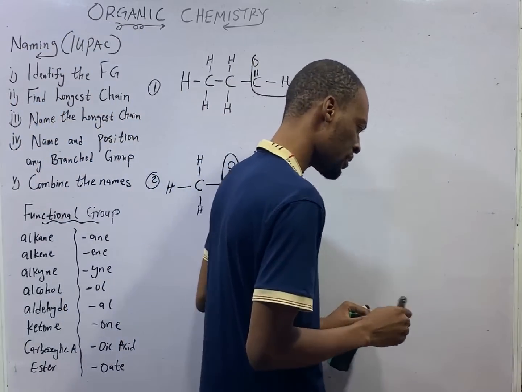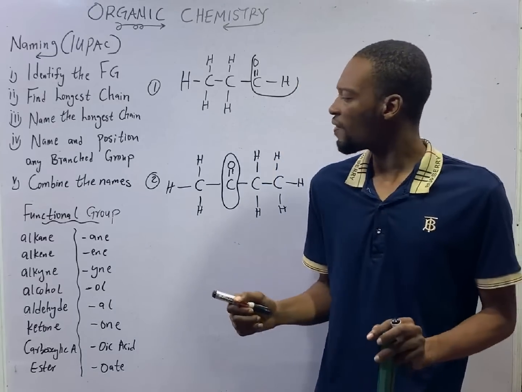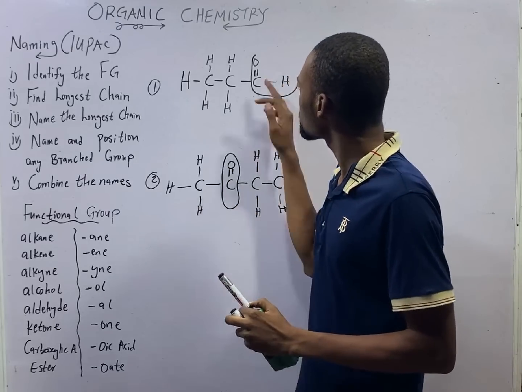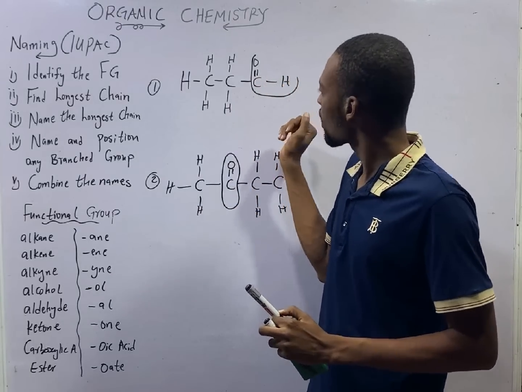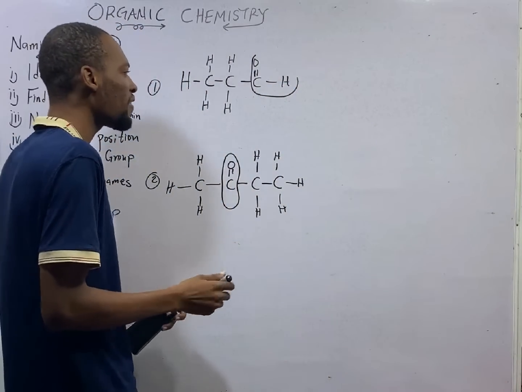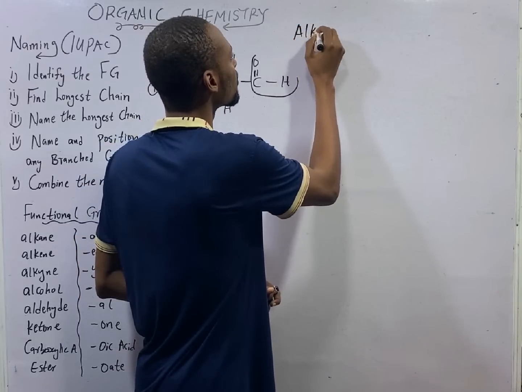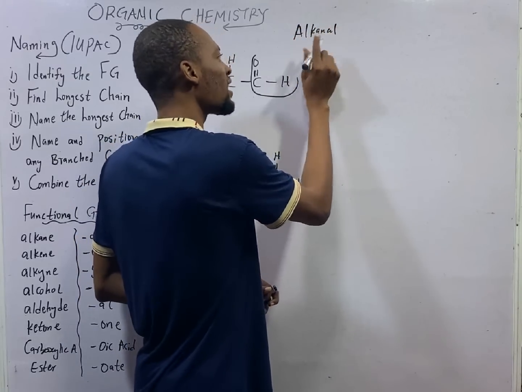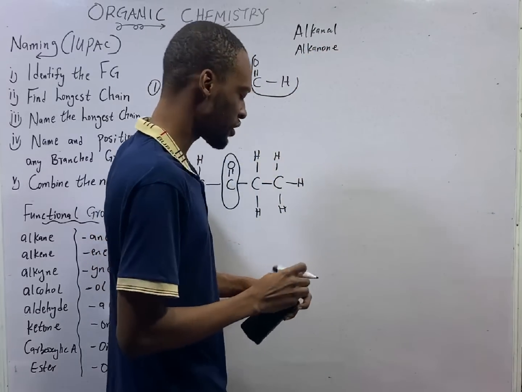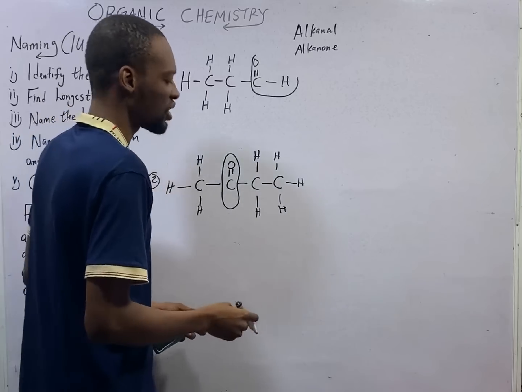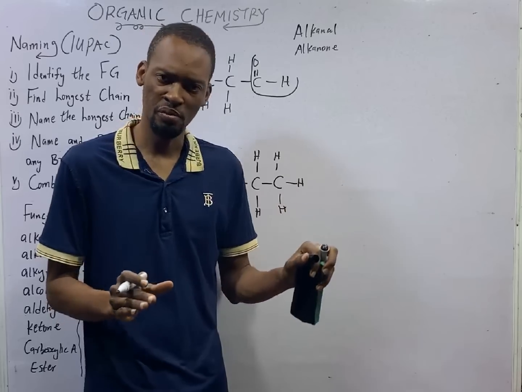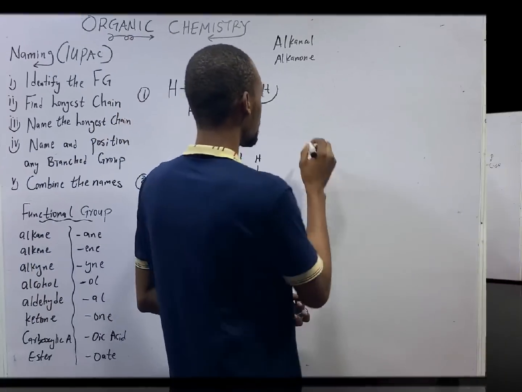Ladies and gentlemen, anytime you see a compound with C double bond to O and there is no OH close to it, it is either an alkanal, which is aldehyde, or alkanone, which is ketone. You may be wondering, sir, what do you mean by when there is no OH beside it? Let me draw something else.